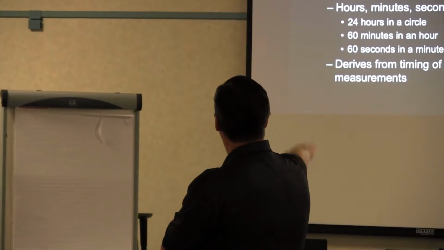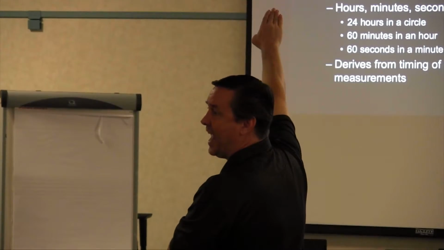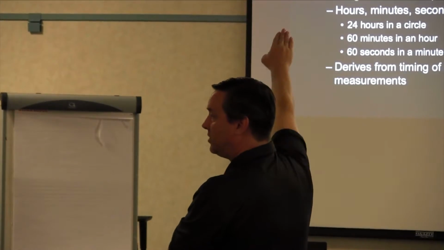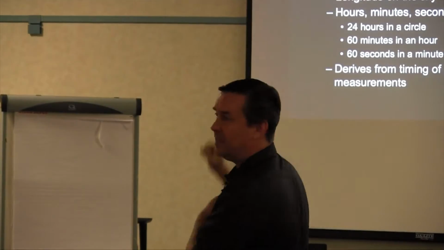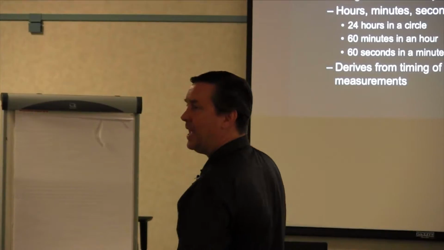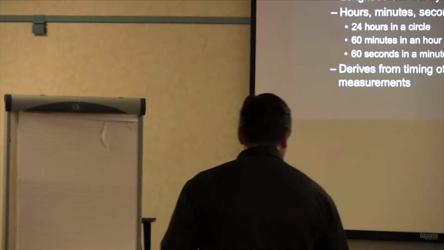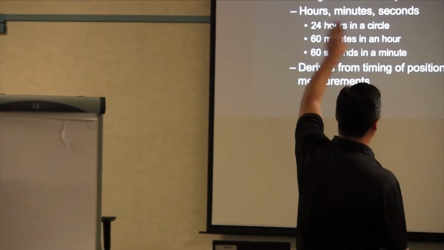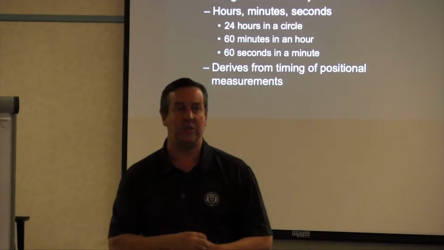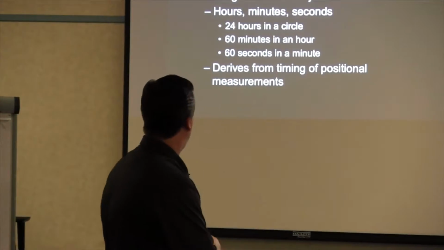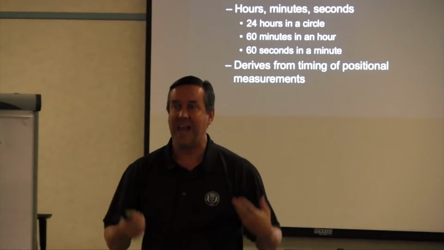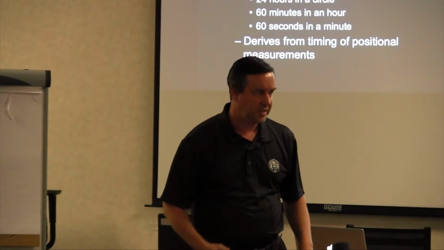So he could measure an angle above the horizon and a time. The angle above the horizon would be in degrees, the left-right would be in time. So he would be measuring the time and the angle. Hence, the right ascension, the left-right, is measured in hours, minutes, and seconds. And hence why we get 24 hours in a circle, 60 minutes in an hour, 60 seconds in a minute. Because he actually didn't measure an angle, he measured a time.